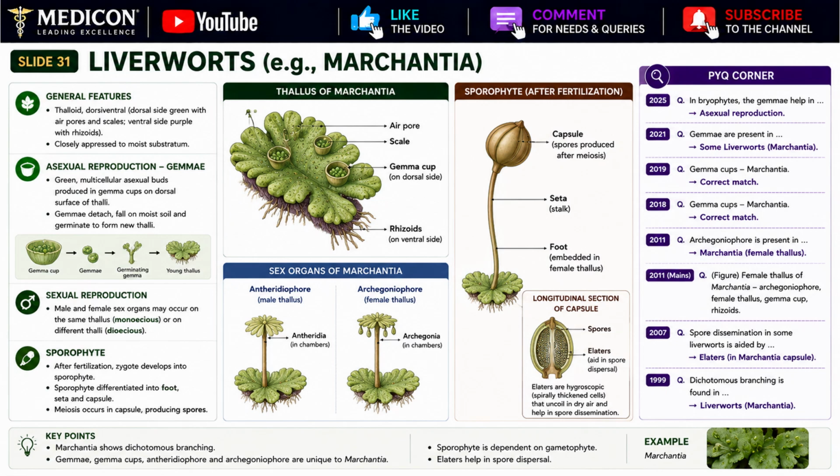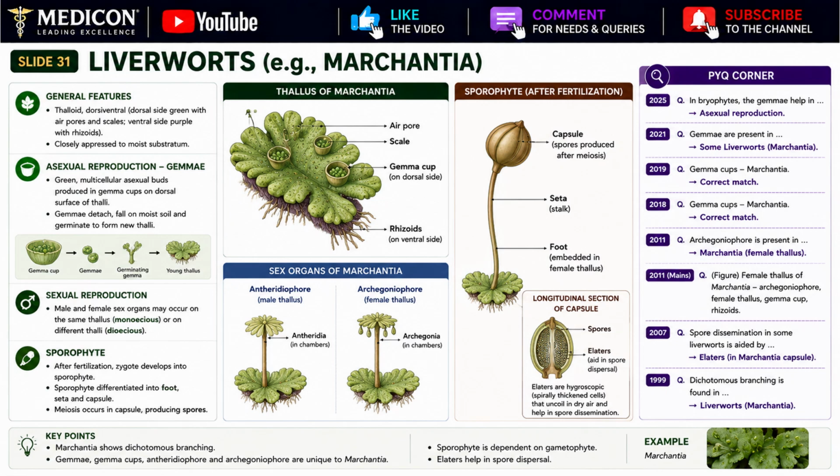The thallus of the Marchantia liverwort has air pores. It has scales also. It has gemma cups on the dorsal side, and it has rhizoids on the ventral side. The sex organs of Marchantia are the antheridiophore, that is the male thallus, which has antheridia in chambers, and the archegoniophore, that is the female thallus, which has archegonia in chambers. The sporophyte, after fertilization, has a capsule, with spores produced after meiosis, a seta, which is a stalk, and a foot embedded in the female thallus.